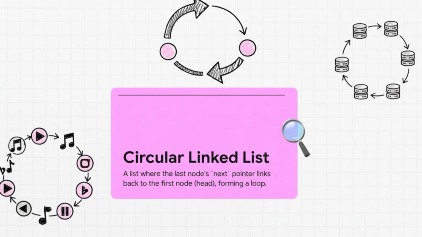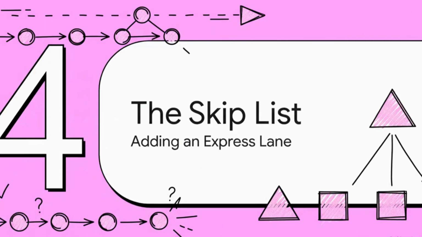This is perfect for continuous processes, like a music player's playlist on repeat, or a server handling requests in a round-robin fashion. So we know linked lists are great for adding and removing items, but they're pretty slow for searching since you have to check every single node. But what if we could give our linked list a turbo boost? Is it possible to make it as fast to search as something more complex, like a balanced tree? Well, the answer is yes.